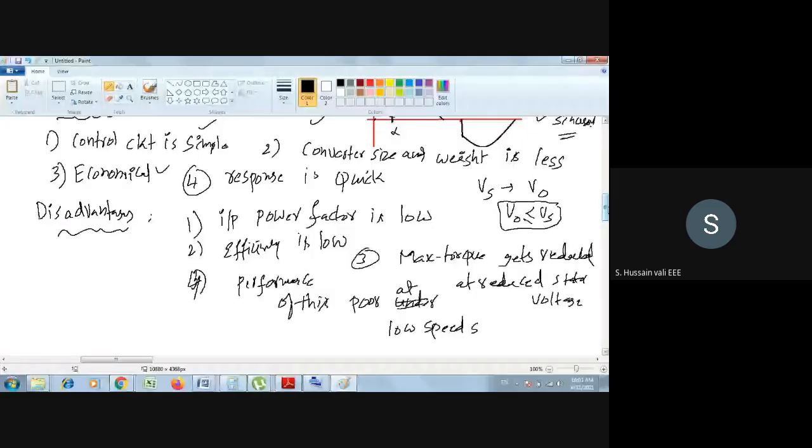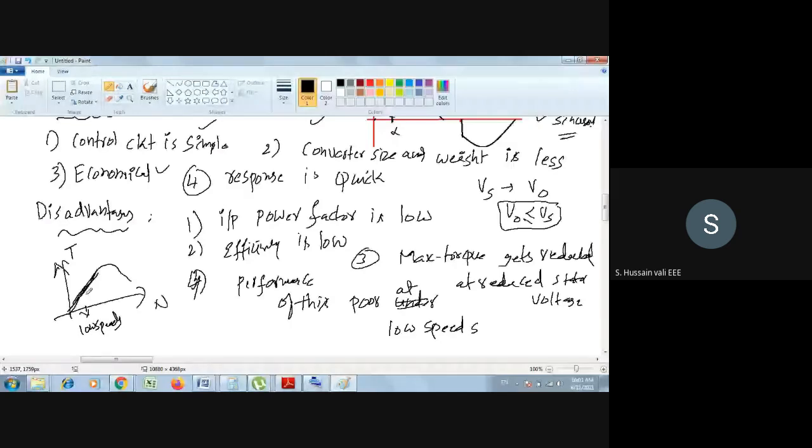Why is it so? You recall the torque speed characteristics. In the torque speed characteristics, this is torque, this is speed. So this is low speeds. Under low speeds, you know very well that this part is the unstable part. So that's what I'm saying, the performance is not good. Performance is poor under low speeds because you generally use this AC voltage control method for the reduction of stator voltage. So every method has its own advantages and disadvantages.